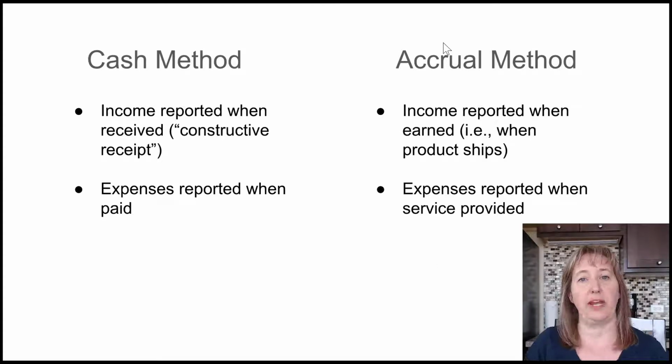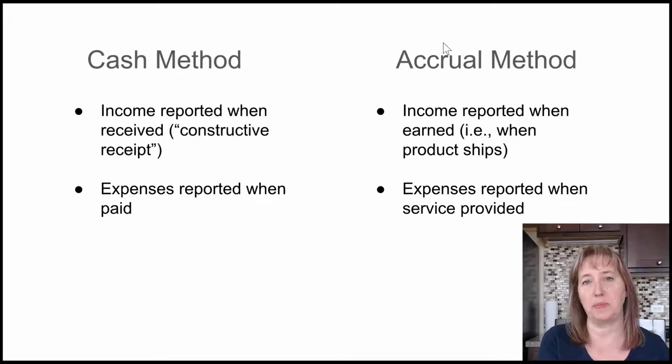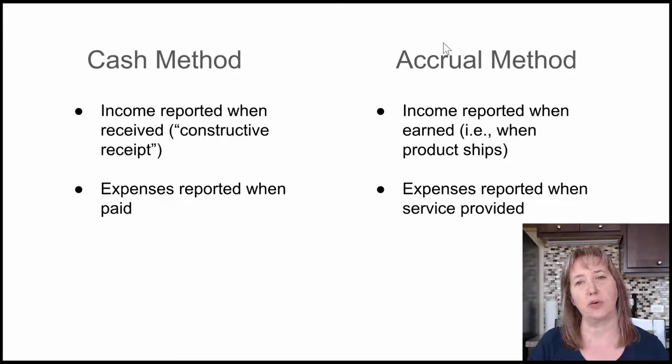One more thing I want to point out is whether you report your income and expenses on cash basis or accrual basis, that is determined when you file your first tax return. So on page 2 or 3 or somewhere in there, it'll ask you your method of accounting. If you check the box that says cash, then you need to be reporting on cash basis. If you check the box that says accrual, you need to be reporting on accrual basis.